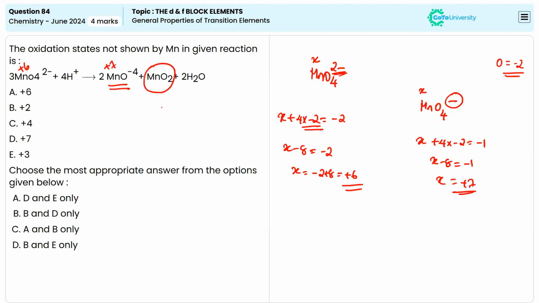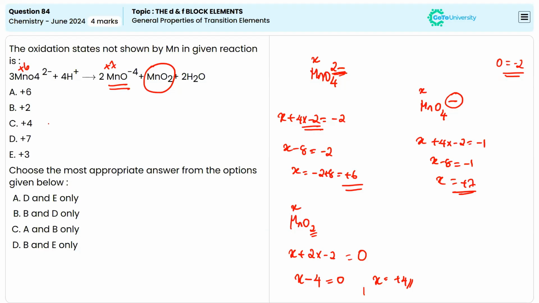Now we have one more product, MnO2. I'm taking manganese as X. So X plus 2 into minus 2, because we have only 2 oxygens, is equal to 0, because MnO2 is a neutral species. Before, MnO4 2 minus and MnO4 minus had the charges minus 2 and minus 1, but MnO2 is neutral, so we can write X minus 4 is equal to 0. So X will be equal to plus 4. So in MnO4 2 minus manganese is plus 6, MnO4 minus manganese is plus 7, MnO2 manganese is plus 4.